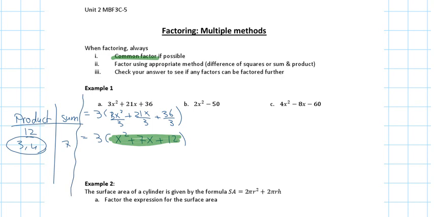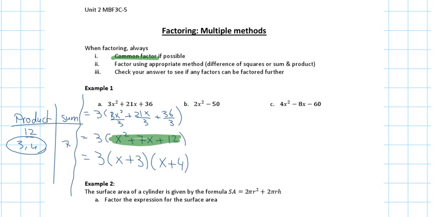Now, here's where a lot of students mess up: they forget to keep that common factor out. We can't ignore that common factor. It has to stay outside. Okay? Then you'll have 3 times x plus 3, x plus 4, and you got your factored form. Is there anything else that can be factored? No.